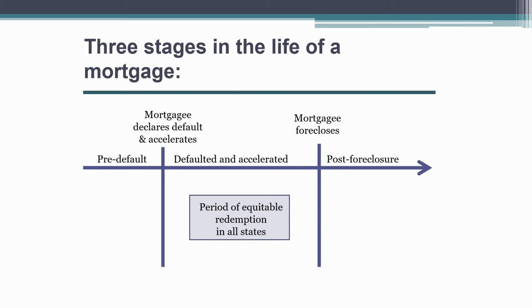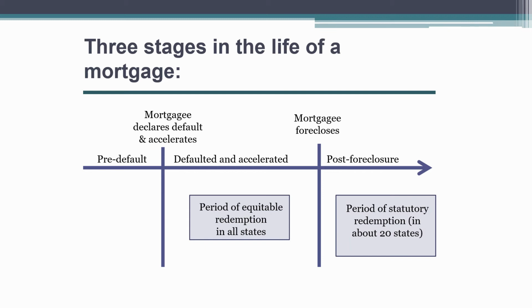Finally, after the mortgagee forecloses on the real estate, there will be a post-foreclosure period, and in about 20 states, that's when the period of statutory redemption begins to run. It commonly will run, as I mentioned, anywhere from a couple of months to a year, depending on the state, and during that period, the borrower and holders of junior liens can redeem statutorily by, in effect, buying the property back from whoever bought it at the foreclosure sale.